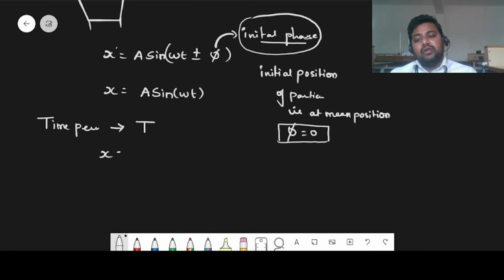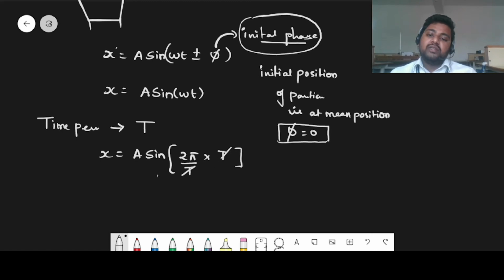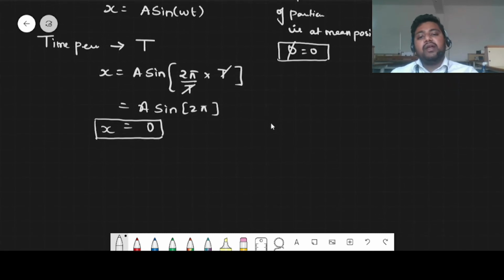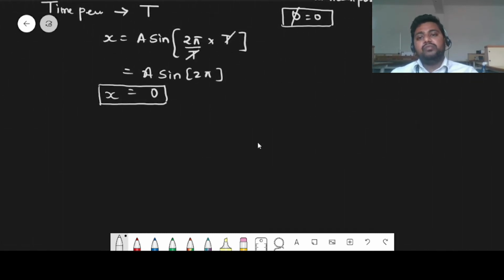Okay, x is equal to a sine omega t, and the general formula is omega equals 2 pi by T, into capital T. So these two get cancelled, and you will be getting a sine 2 pi. What is the value of a sine 2 pi? It will be 0. That means the object should have come to the mean position. In the same way, you can analyze for any particular time, what is the position of the object. Given if there is an initial phase, you will be adding that initial phase as well.